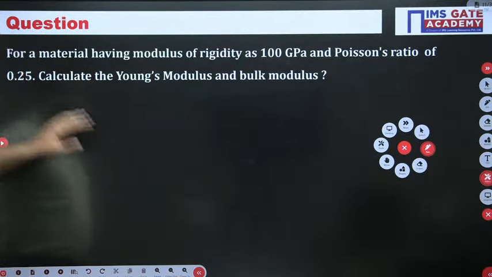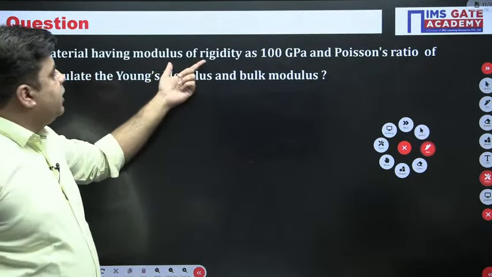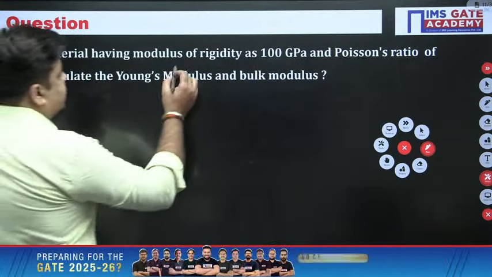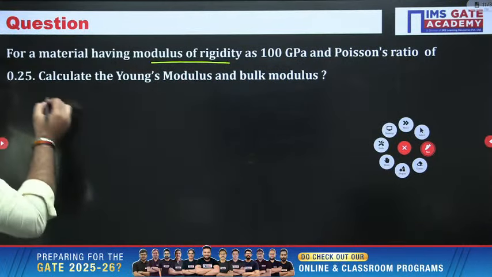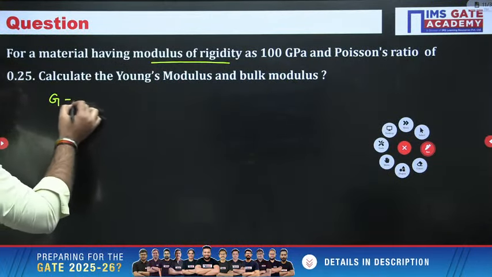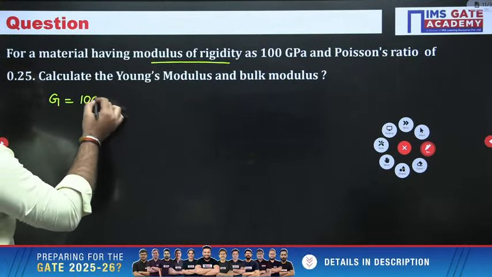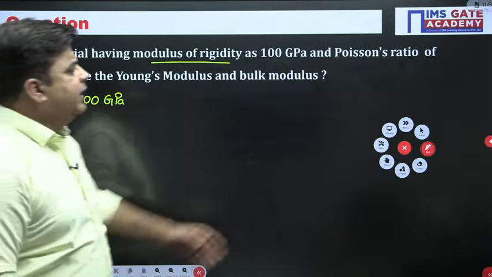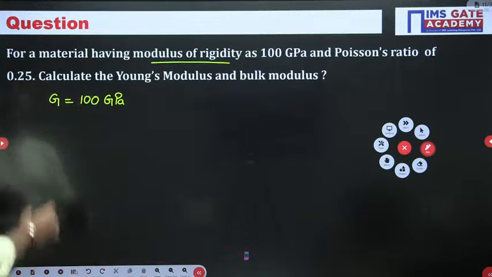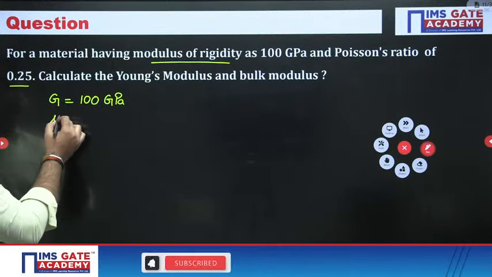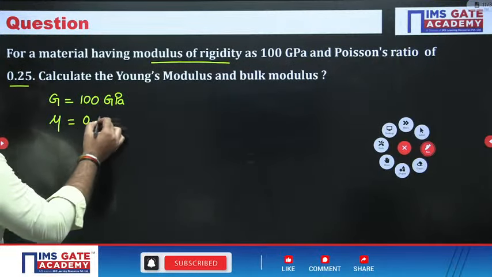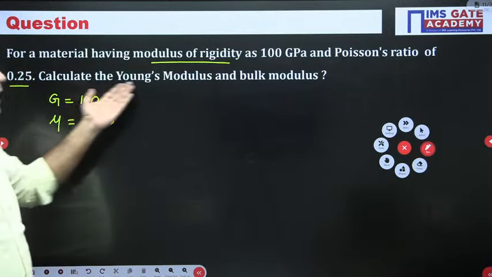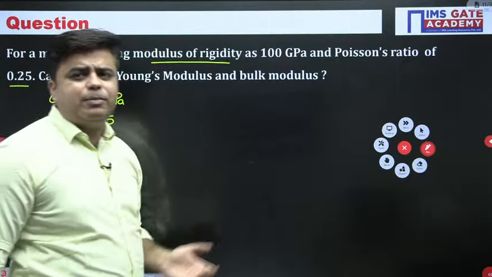The question says that for a material having modulus of rigidity 100 gigapascal. Sir, modulus of rigidity or shear modulus is given to us. Modulus of rigidity G is equals to 100 gigapascal and the Poisson's ratio of the material is 0.25. Sorry, the Poisson's ratio is given to you as 0.25. Calculate the Young's modulus and the bulk modulus.